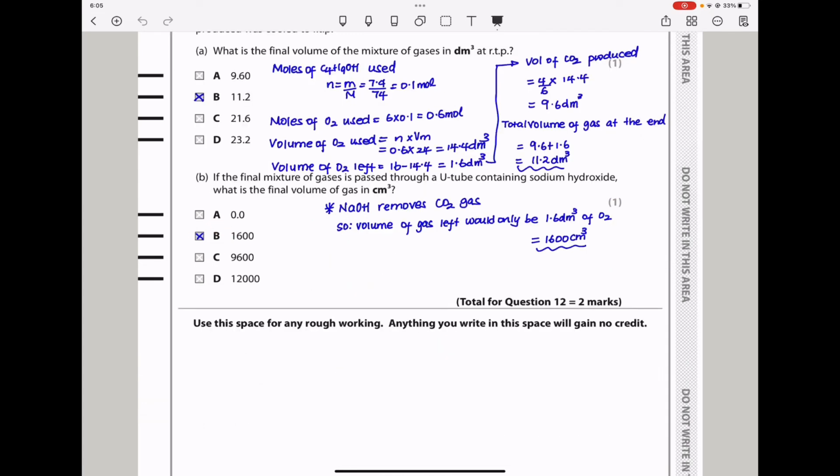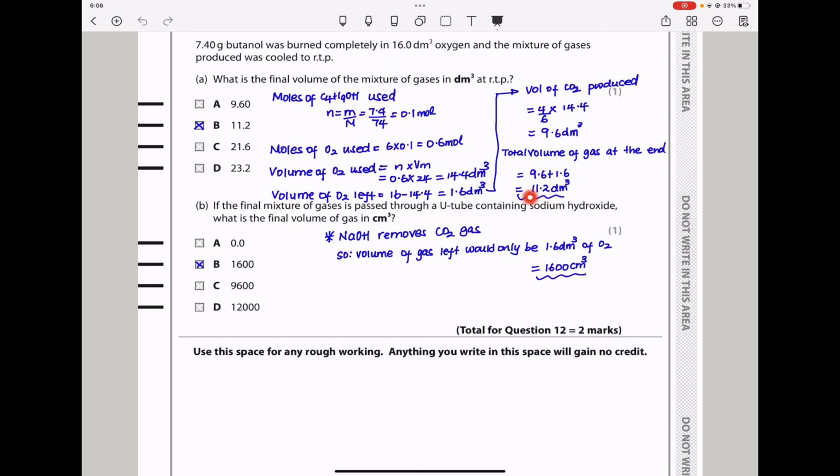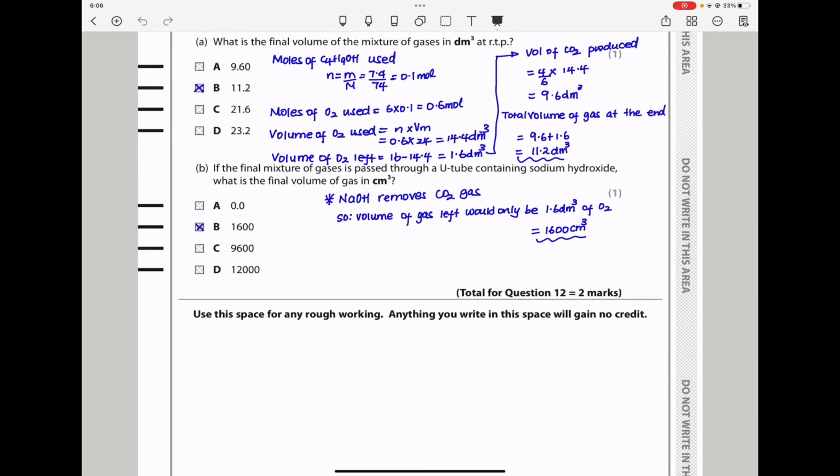Question 12b. If the final mixture of gas is passed through a U-tube containing sodium hydroxide, what is the final volume of gas in centimeters cubed? If they use potassium hydroxide or sodium hydroxide, this is going to remove carbon dioxide. And we know that of the total volume of gas left, which is 11.2 decimeters cubed, the volume of carbon dioxide is 9.6 decimeters cubed. So if sodium hydroxide removes all the 9.6 decimeters cubed, we are left with 1.6 decimeters cubed of oxygen, which is equivalent to 1,600 centimeters cubed. So our answer should be a B.